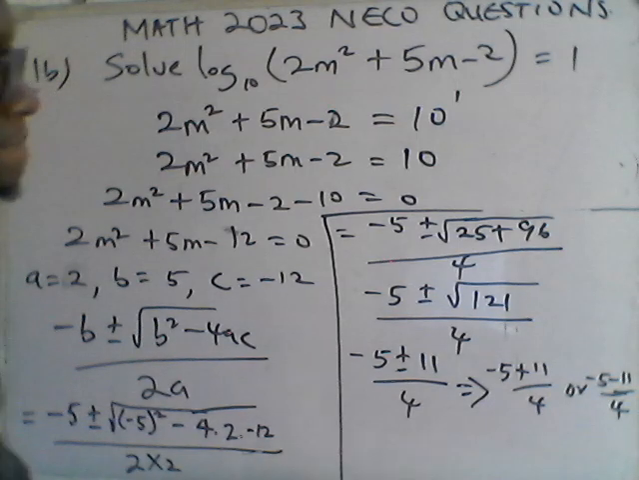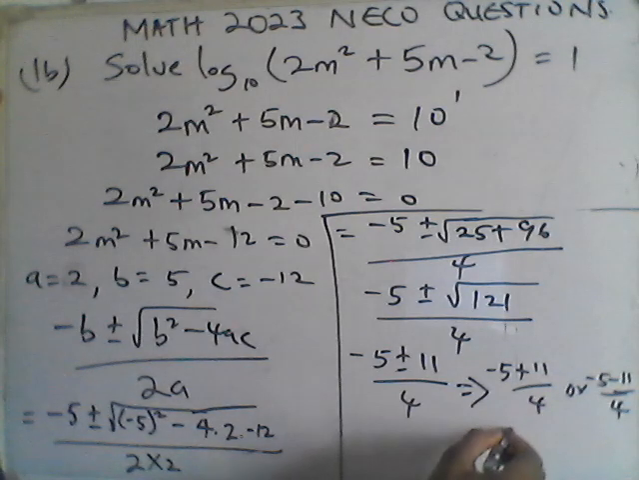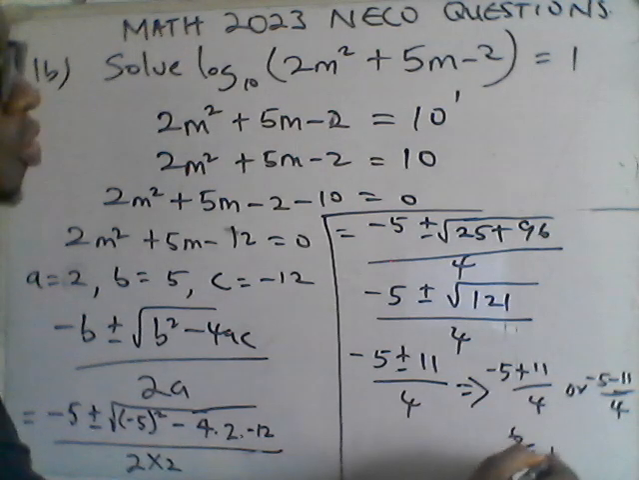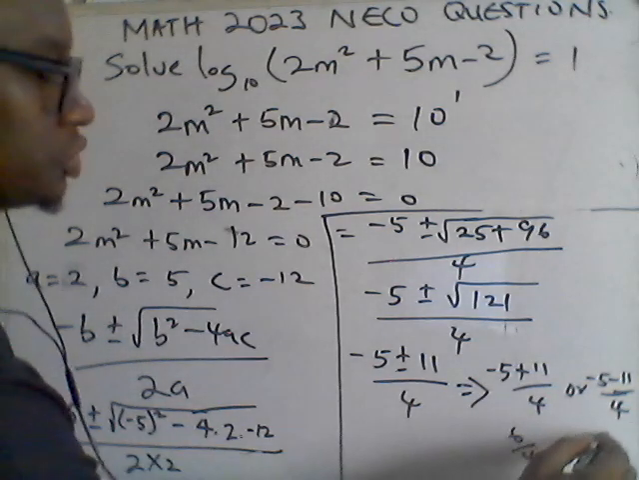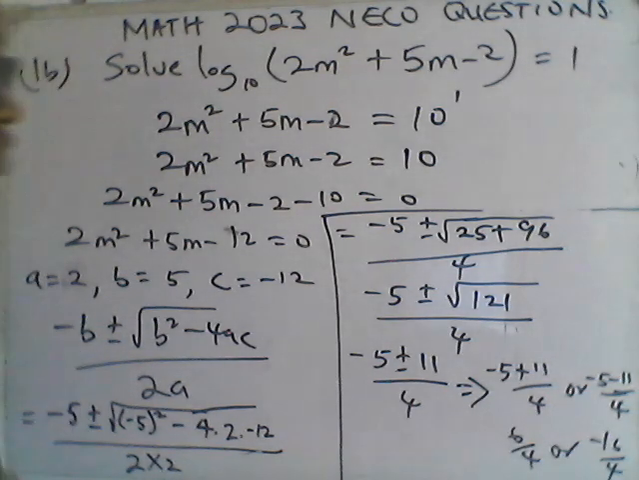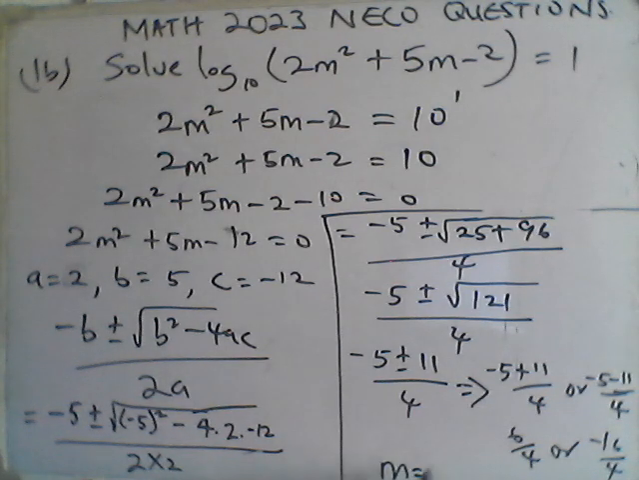So minus 5 plus 11 will give me 6. So I have 6 over 4, or minus 5 minus 11 will give me minus 16, minus 16 over 4. So there are two possible answers here. I have either m, because I'm looking for m. M is equal to 3 over 2, or 1.5, or minus 4. So these are the solutions for m.